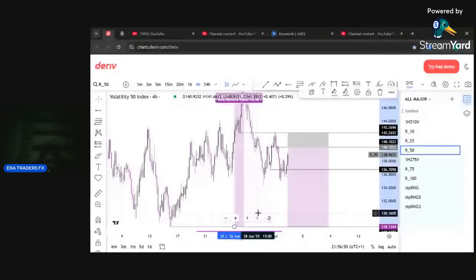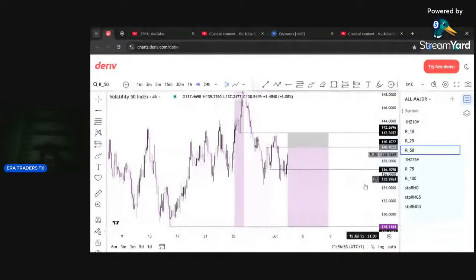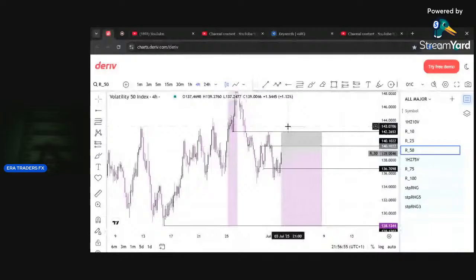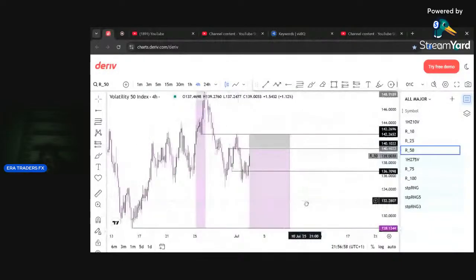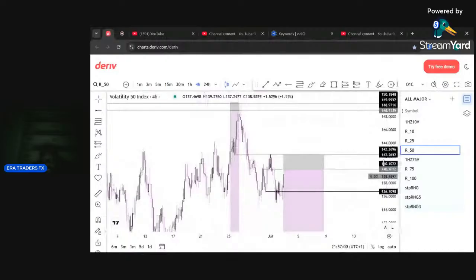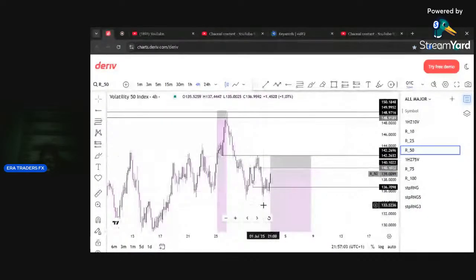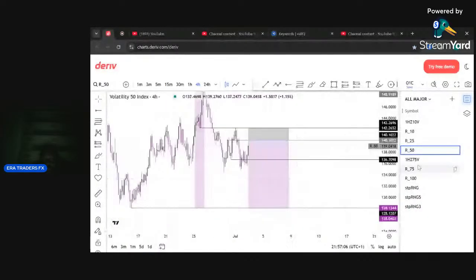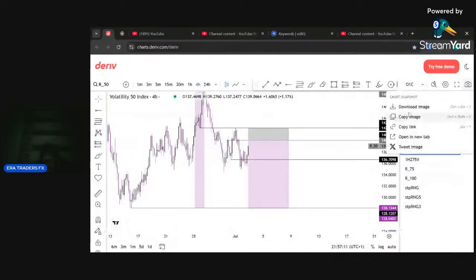So you sell around 140.102 with a stop loss just above this high, and you're targeting this level. So just like a continuation trade, this was the other continuation trade to the downside. This should complete the move. So yeah, that's V50. Let me save this. I'll send it to the group later.